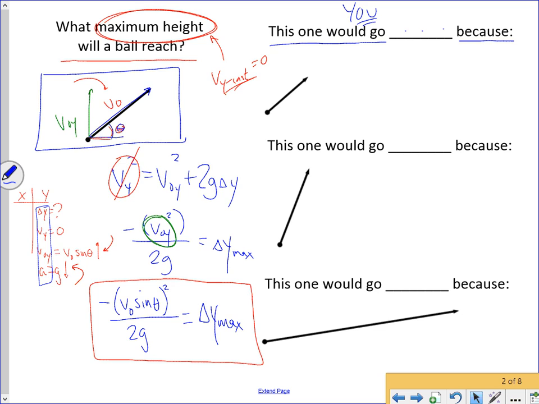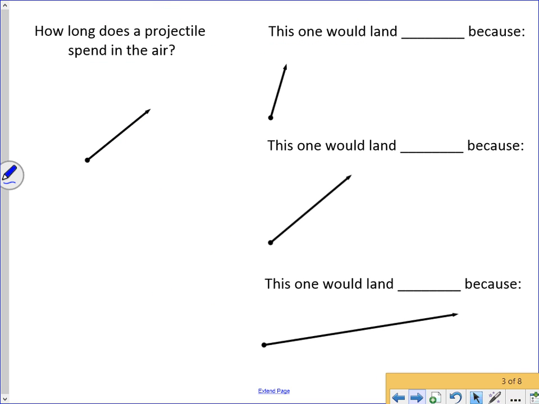Next, let's talk about how long things spend in the air. What we would do again here is say, well, we've got some X stuff and some Y stuff. Again, here's our V naught, here's our launch angle theta. Time in the air. If we know what V naught is, we could define here our V naught Y. Let's say we have some V naught Y that we could find by taking the magnitude of V naught and multiplying by the sine of the angle. Clean that up for you.